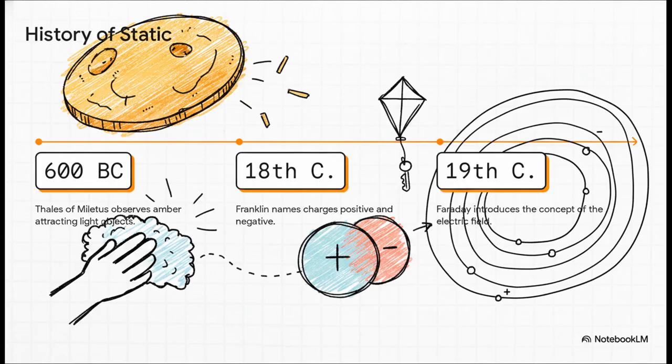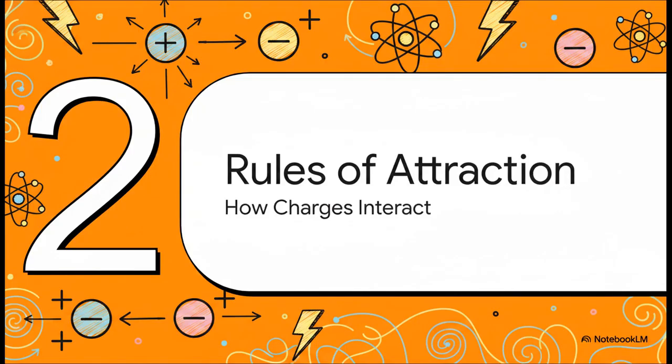Fast forward to the 18th century, and American scientist Benjamin Franklin figured out how to label these invisible charges, officially naming them positive and negative. Then, in the 19th century, Michael Faraday took a massive leap by introducing the concept of the electric field. Moving right along to Section 2, Rules of Attraction and how these charges interact.